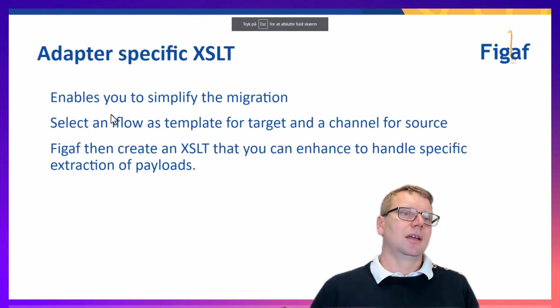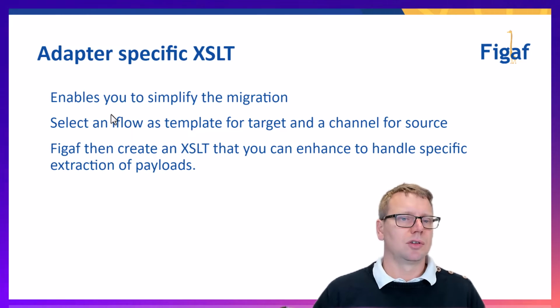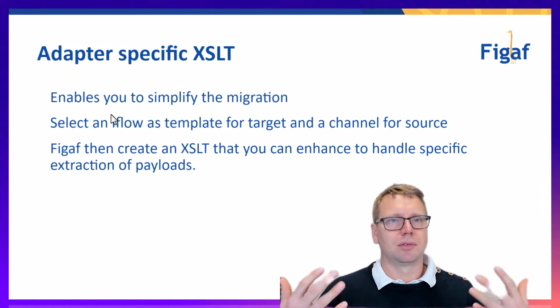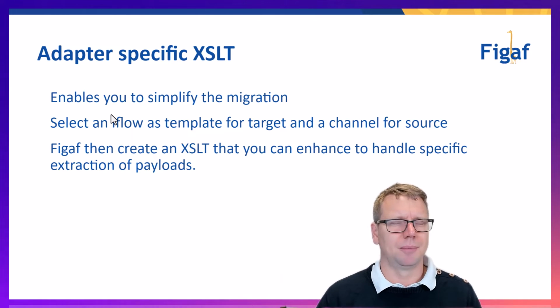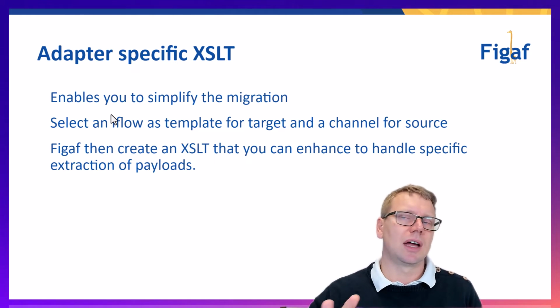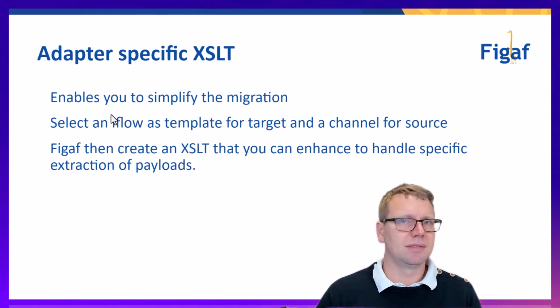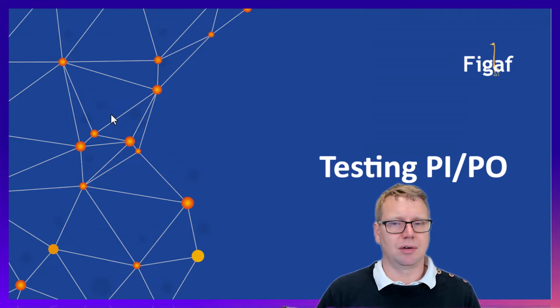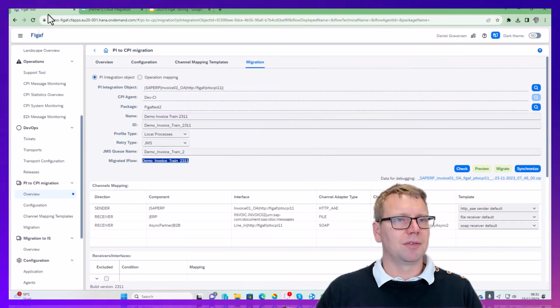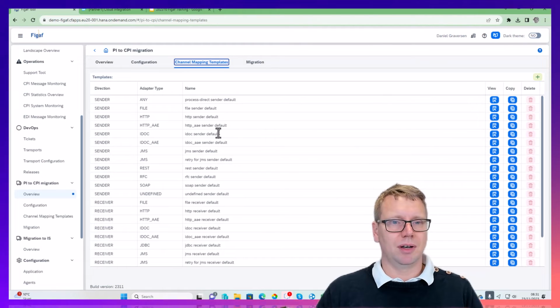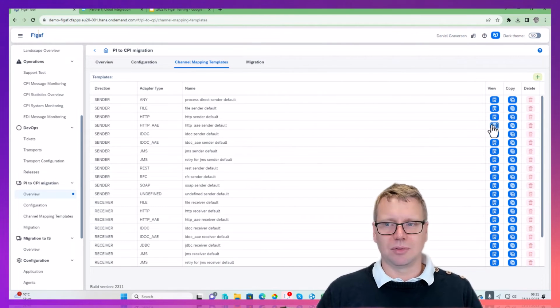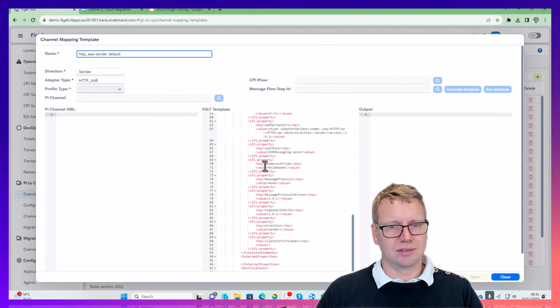The next thing is adapter-specific XSLTs. So say you have migrated a scenario using a file or FTP adapter, and you want to use that as a template for following scenarios. Then we can create our own XSLT that covers this for your specific scenario. Previously it was pretty challenging. Now we have created this inside of here, so that it is really easy. You can see the items that we have created here. We can see this is the XSLT.